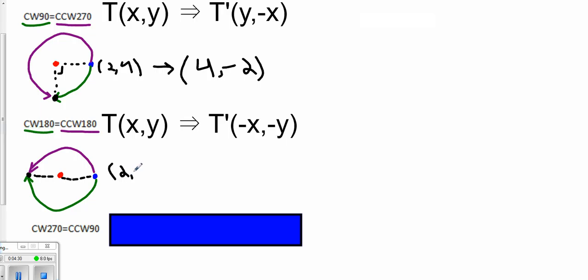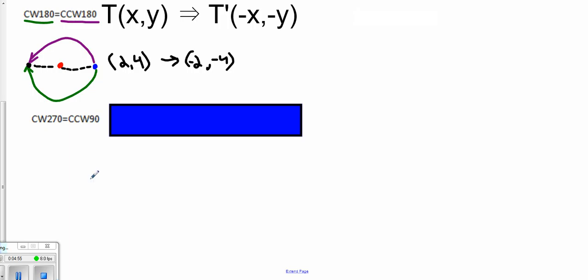Let's say we were at 2, 4. It would now become negative 2, negative 4. Using our rule, the x value and the y value stay in the same spot, but they both just become negative if it rotates 180 degrees in either direction.